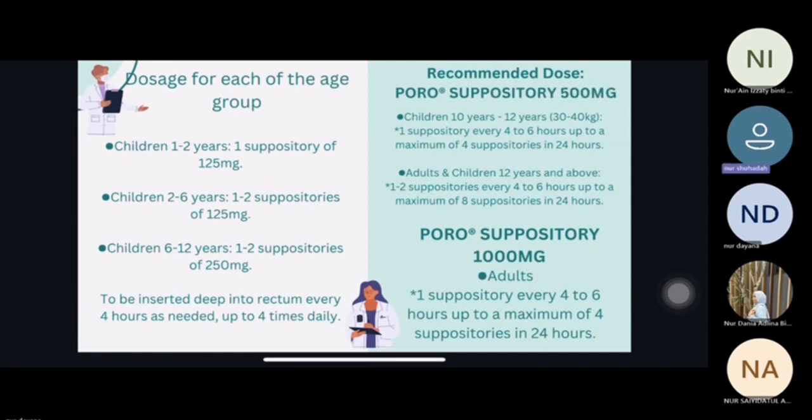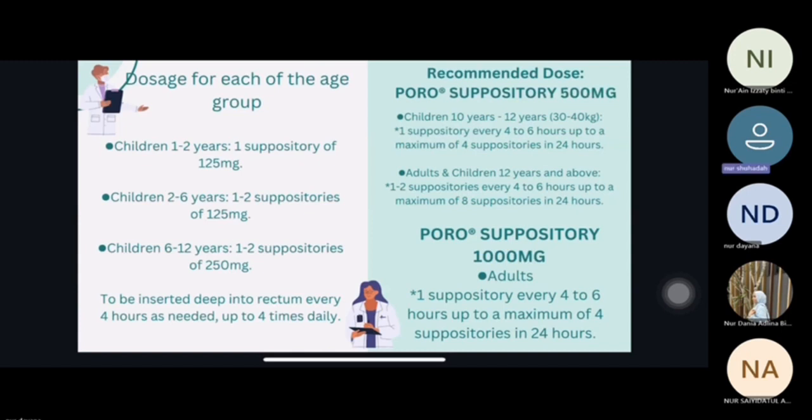This is the dosage for each of the age groups. First of all, the recommended dosage for children aged 1 to 2 years is one suppository of 125 mg. For children aged 2 to 6 years, it is 1 to 2 suppositories of 125 mg. And for children aged 6 to 12 years, it's 1 to 2 suppositories of 250 mg to be inserted into the rectum every 4 hours as needed, up to 4 times daily.